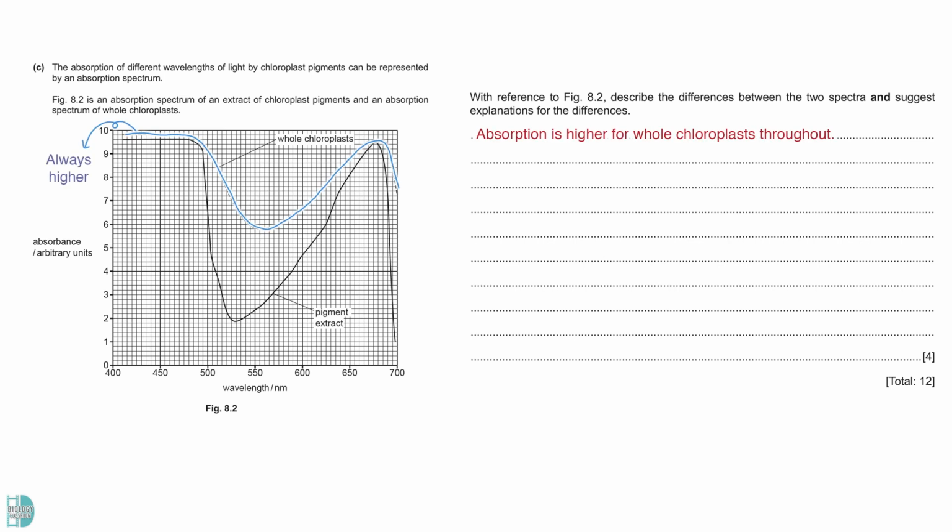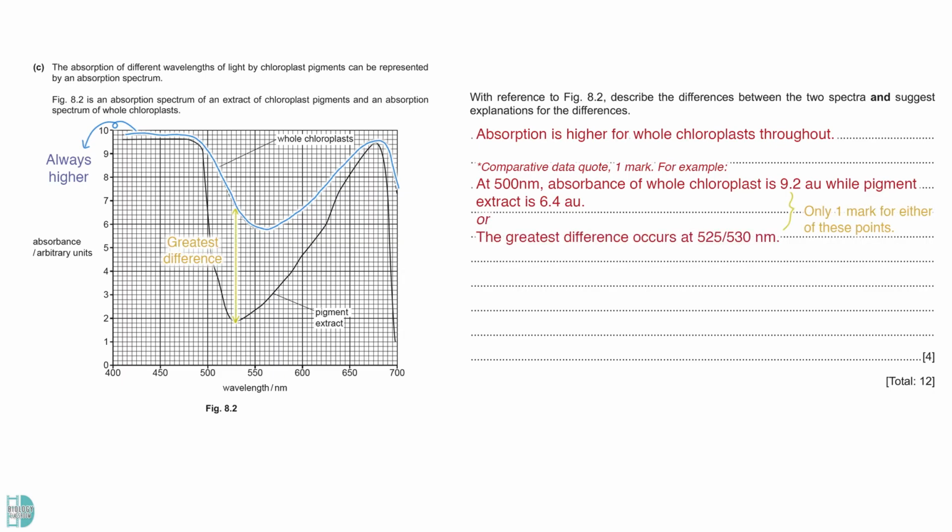The absorption is higher for whole chloroplast throughout. You can use comparative data to get a second mark. For example, you can compare their absorbance at 500 nanometer. You can also get this mark by stating the wavelength which gives the greatest difference. It is at 530 nanometer.